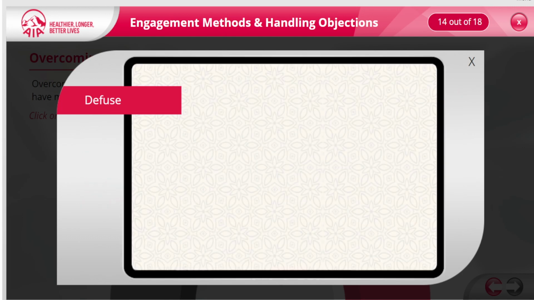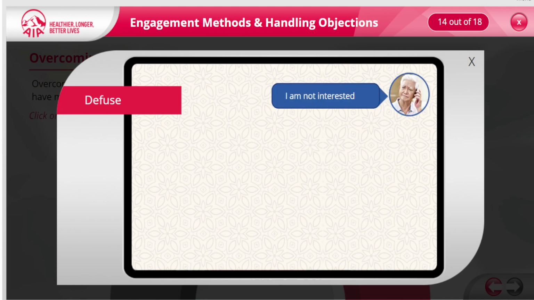Let's take a look at some examples of common objections. In this objection, customer says, "I am not interested." Here's how this objection can be handled.